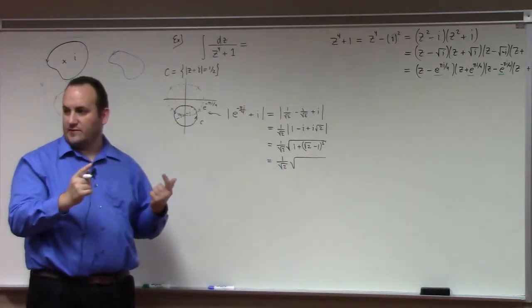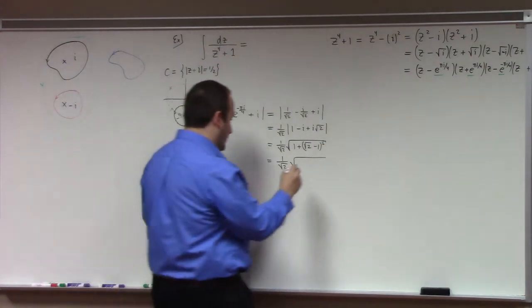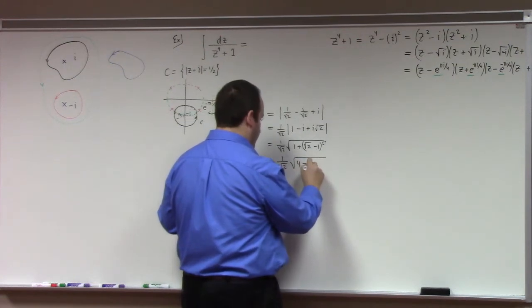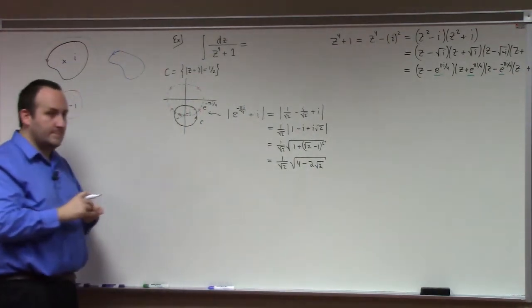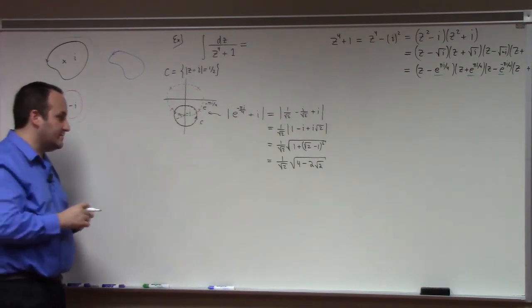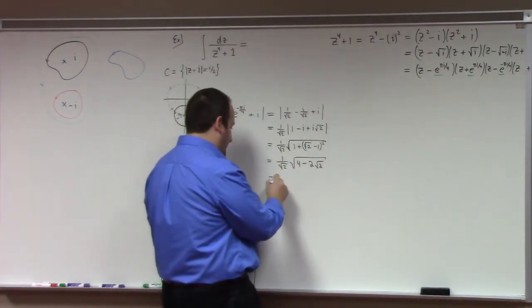You get 2 plus 1 is 3, and then minus 2 root 2's, right? So this gives us 4 minus, I believe, 2 root 2. Can we simplify that further? I'll bring the square root of 2 back inside. What do you got?